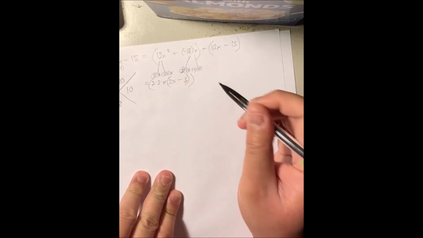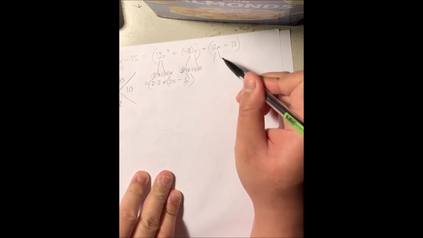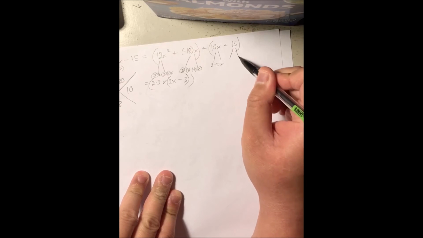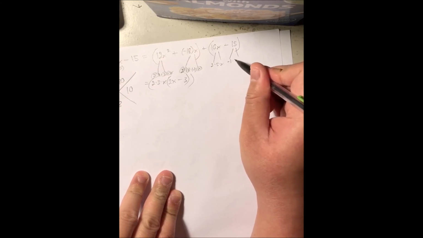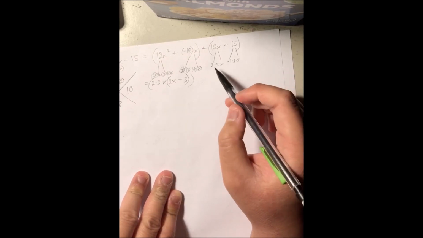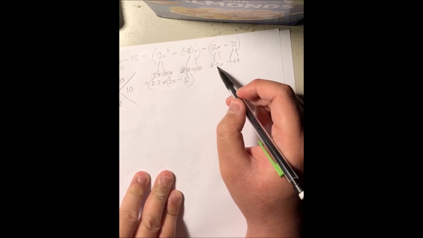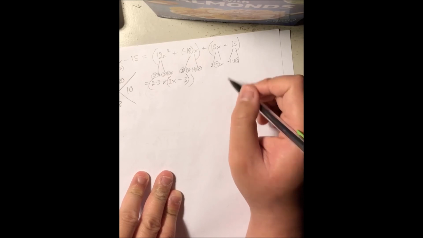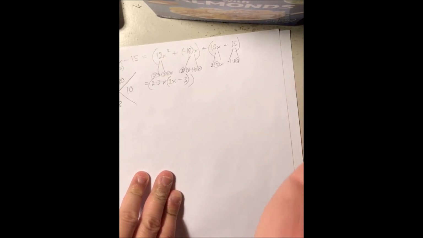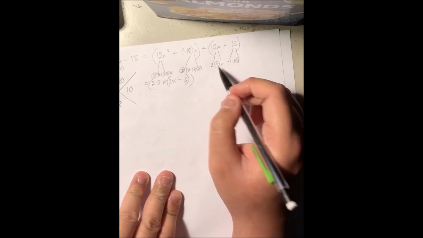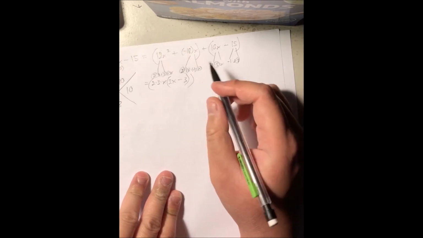So that's the first binomial. What about the second one? Well, the second one, 10x is the same as 2 times 5 times x. Negative 15 is the same as negative 1 times 3 times 5. And yeah, that's it. Well, let's see. 2's in here, but not in here. 5's in here, and 5's in there. So we got a 5. X in here, but no x in here. So 5 is the only thing that we can factor out from the second binomial.